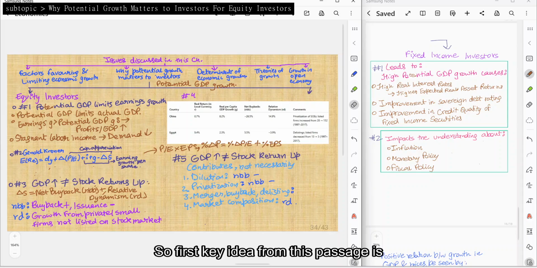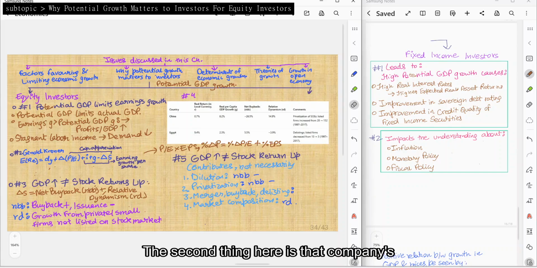So, the first key idea from this passage is that potential GDP limits earnings growth. Now, how do we come to this conclusion? Potential GDP places a limit on actual GDP. Because if the actual GDP is above the potential GDP, then the central bank pushes the interest rates upwards, which causes actual GDP to fall below potential GDP.